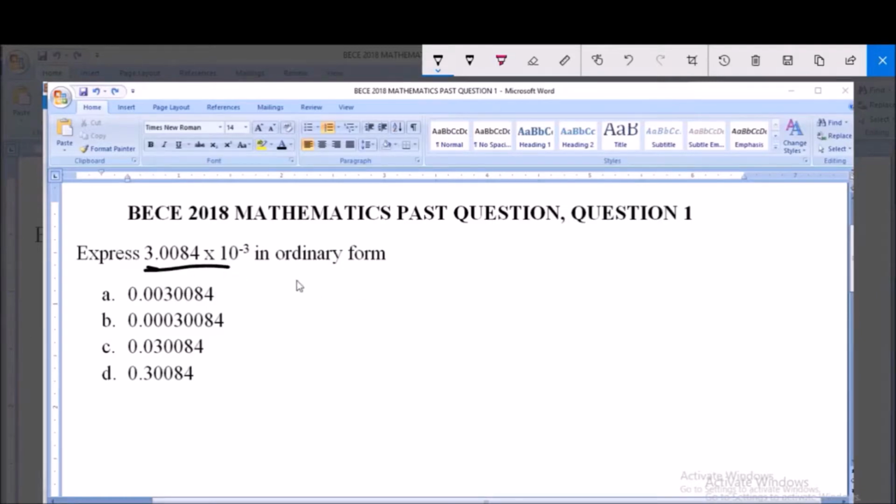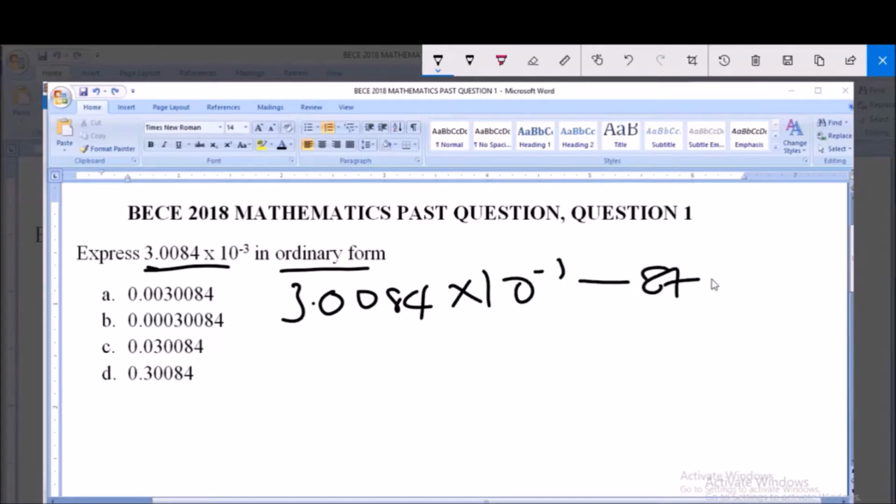3.0084 times 10 to the power minus 3 in ordinary form. Now this number is expressed in what? It is expressed in standard form. The number 3.0084 times 10 raised to the power of minus 3 is in standard form. Standard form is a way in which large numbers or very small numbers are expressed. You express them easily using the standard form.